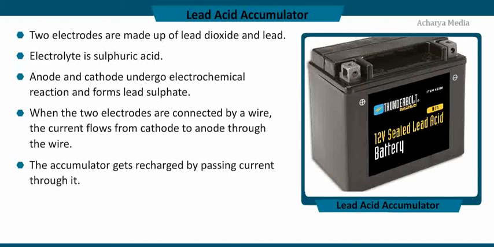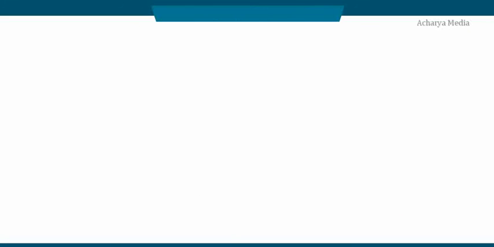We know secondary cells can be recharged by passing electricity through them after every use. So by passing current through the lead-acid accumulator, the electrochemical reaction gets reversed and the accumulator gets recharged. The EMF of a freshly charged cell is 2.2 volts.